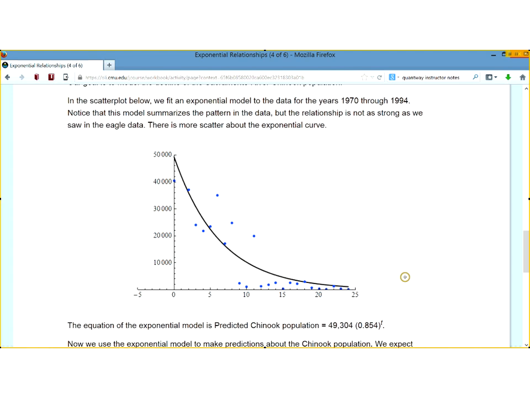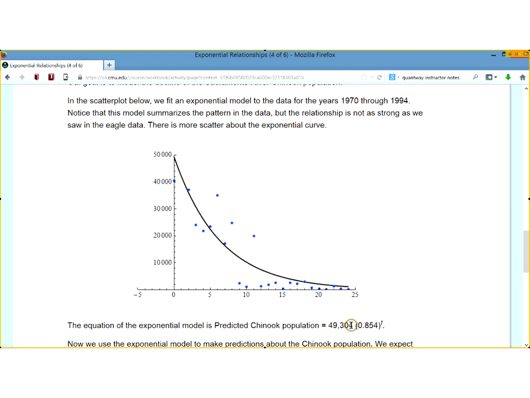So here's our exponential curve. And it doesn't do a great job at modeling the data, but it certainly does far better than a linear graph would do. So here's our exponential model, and you can see our initial value, 49,304. That would be the predicted number of salmon in 1970. Obviously, that's too high. In this case, though, that number is more realistic because we actually did have a value from 1970. So now 1970 is not outside of our range.